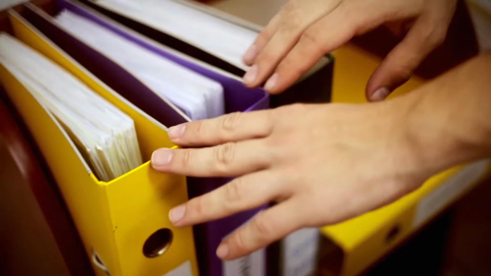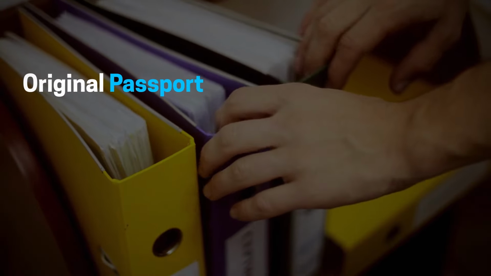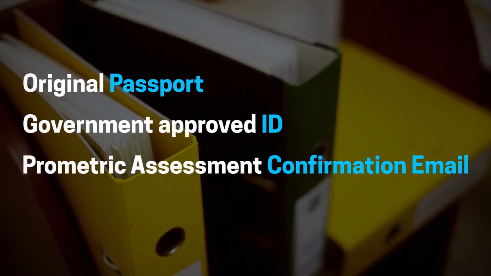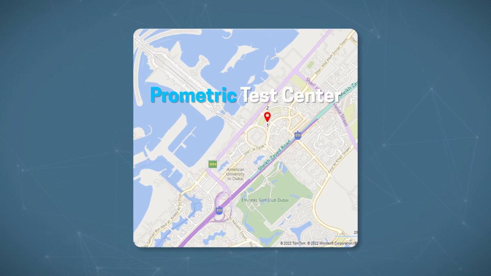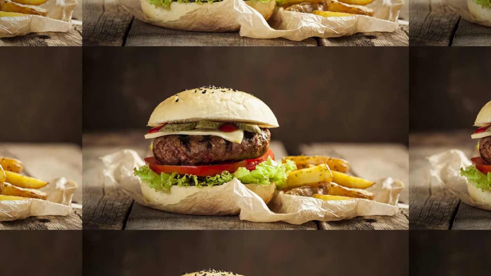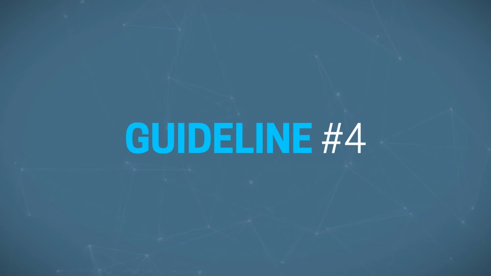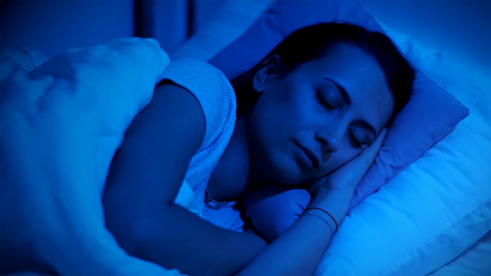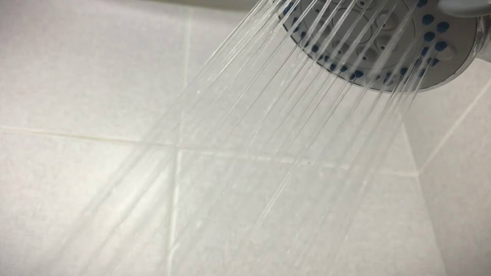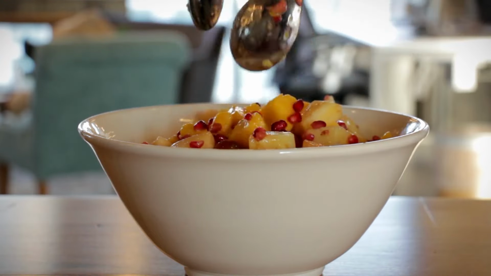1. File all your required documents beforehand, such as original passport, government-approved ID, and Prometric assessment confirmation email. 2. Understand the address of your Prometric test center. 3. Take a healthy dinner and avoid junk food. 4. Sleep early to give yourself a good night's sleep. 5. Wake up early, take a shower and take a healthy breakfast.